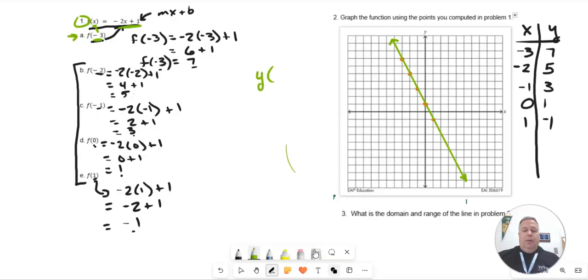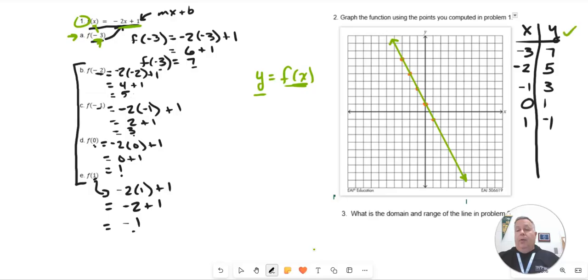Let me undo this. Y is the same as f of x. This is just y. This is function notation. It's just a different way of writing it. So if we gave you x on the inside of the parentheses, the f of x value, what it equals is the y. And we put that in a table. Now, you don't necessarily have to do the table. You can plot directly from the problem once you get comfortable with it. Once I plotted my points, my x and y values, I used my straight edge to get the line.